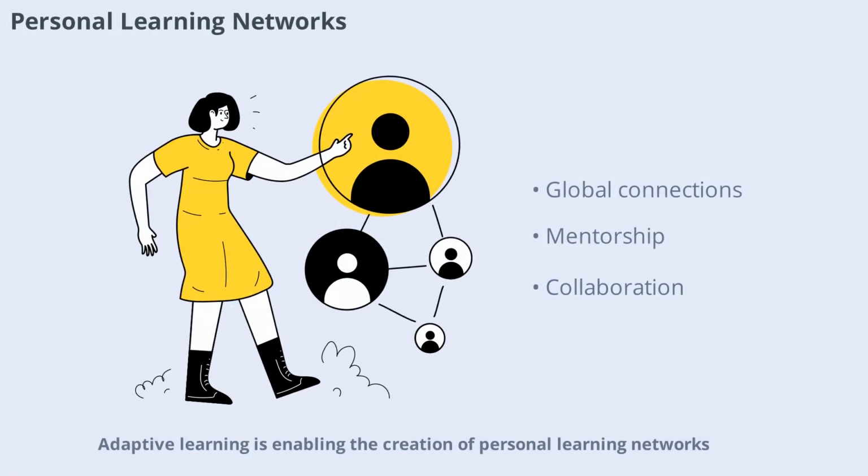Adaptive learning is enabling the creation of personal learning networks, where students connect with peers, mentors, and experts around the world. These networks provide support, inspiration, and opportunities for collaboration. By leveraging technology, adaptive platforms help students build relationships and access resources beyond the traditional classroom.